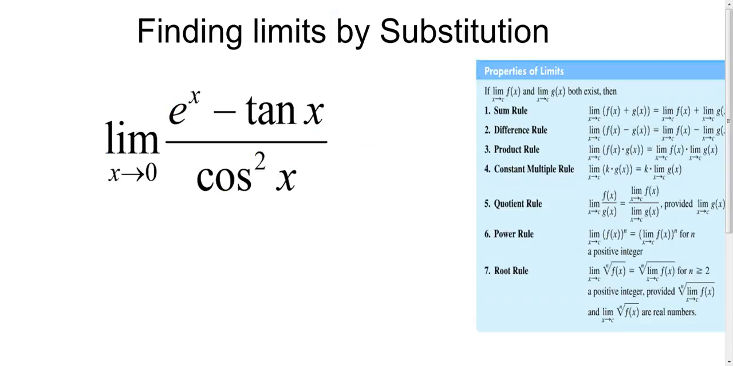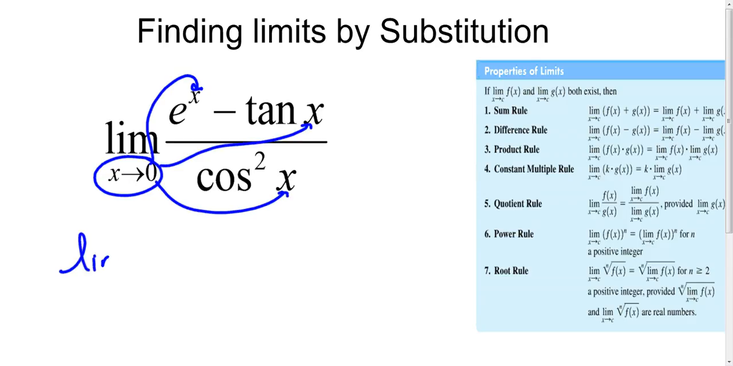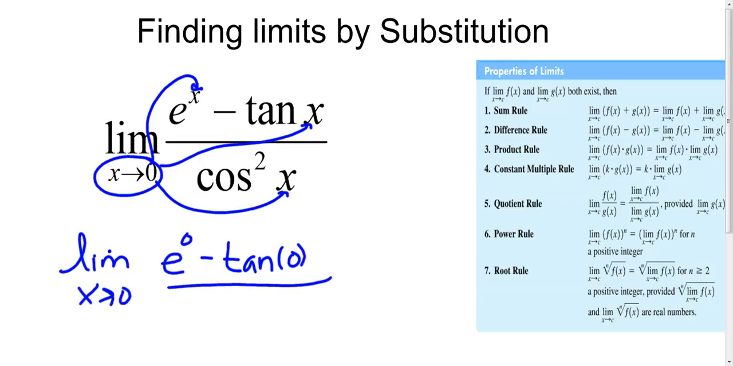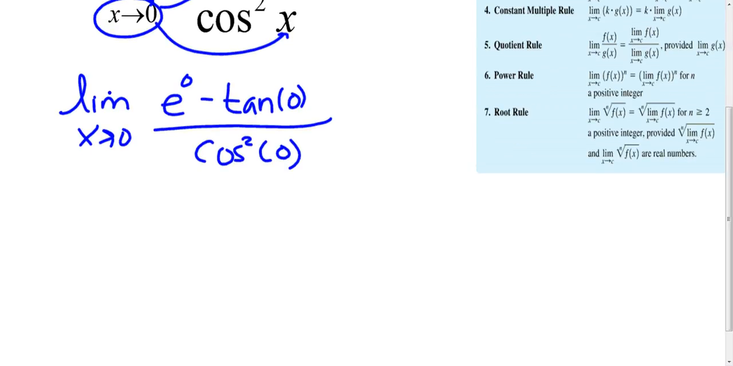Okay, one more of these. Here we go. Again, it's okay for me to plug 0 in here. I'm not getting illegal answers. So this becomes e to the 0 minus tangent at 0 over cosine squared at 0. Again, I don't really care what you have right here. Anything to the 0 power is 1.